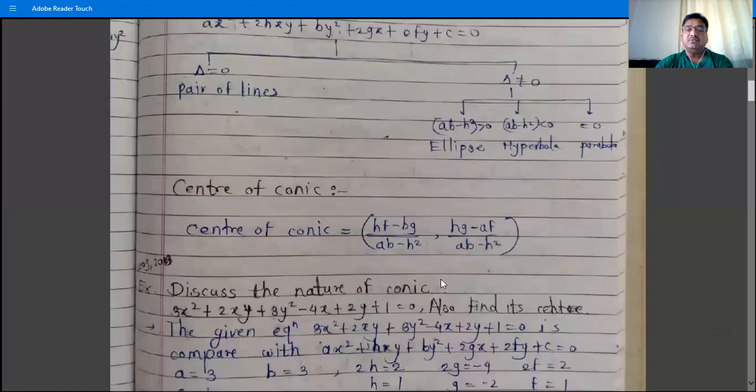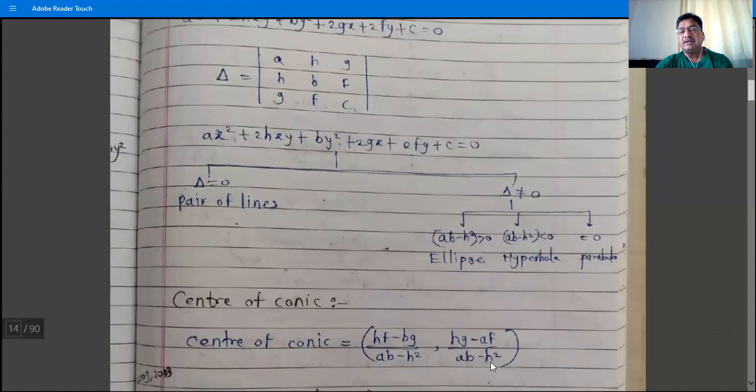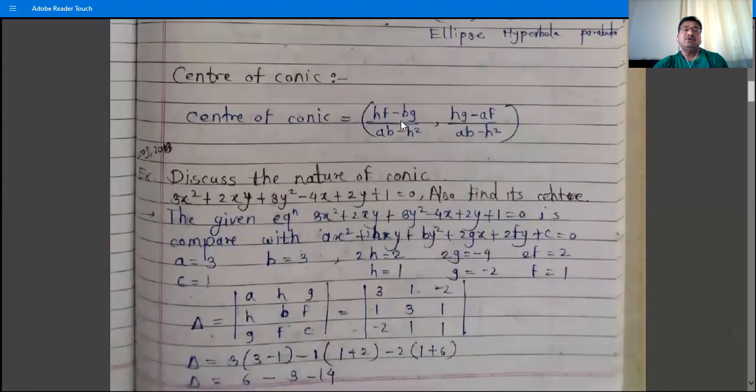So in order to remember the center of the conic, write the denominator as ab minus h square. And then what is the numerator? Cancel the first row: hf minus bg. And comma, the second row is what? Cancel the second column, so what is the a in bracket? If you cancel the second column, then it is minus in bracket af minus hg, or write hg minus af. So this is the formula for the center of the conic.